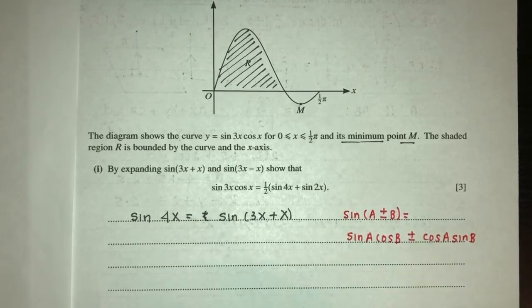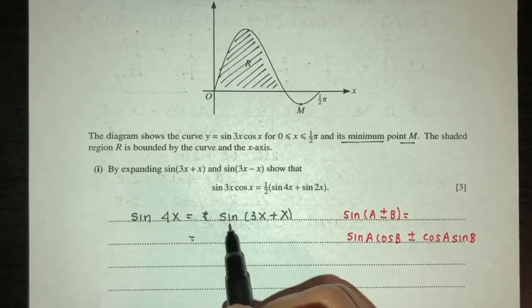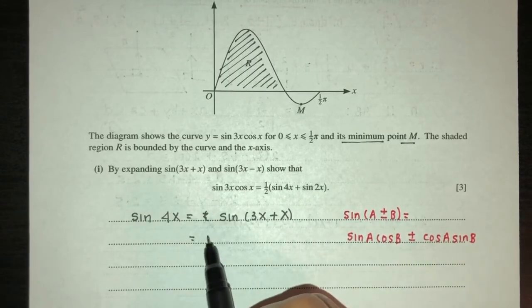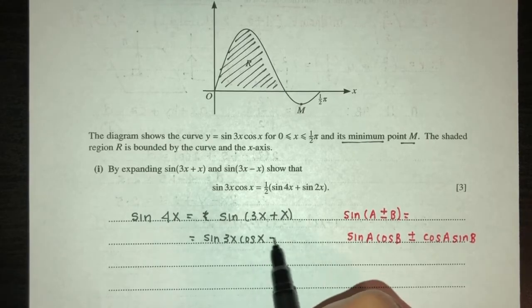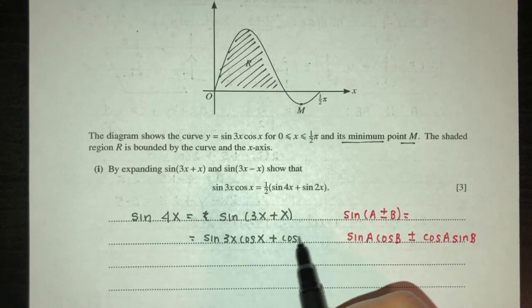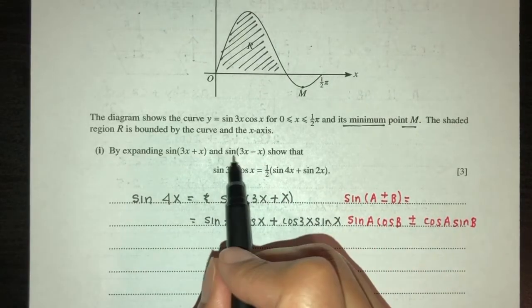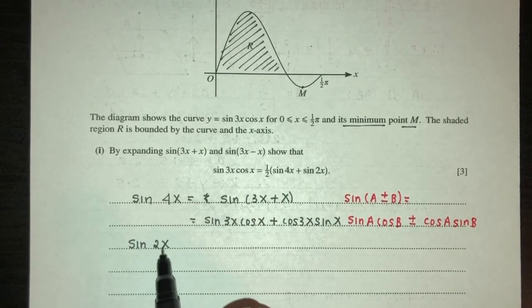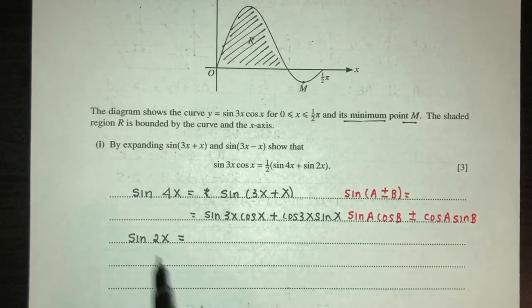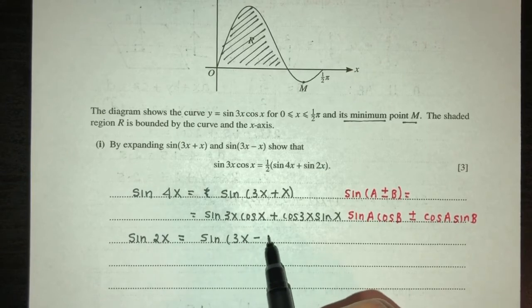So this is given to you on your formula sheet, so you can use that to find this expansion. Now as you can see, this is plus, so you have to use the plus sign. Plus will be on top. Now it'll be sine of 3x cos of x plus cos of 3x and sine of x. That is the first one. Now for this one, 3x minus x is 2x, so sine of 2x is equal to, as you can see, sine of 3x minus x.